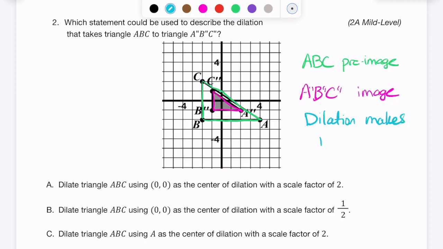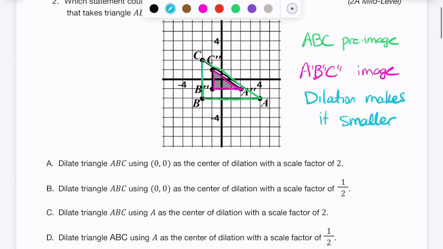So we have to think about what's an example of a scale factor that makes my shape smaller. Scale factors that make it smaller are going to be in between 0 and 1. Numbers like 0.2, 0.3, 1/2, 1/4, 3/4, 2/8, any fraction or decimal in between 0 and 1. Based on that, what's the scale factor? It cannot be a scale factor of 2 because that would make the shape larger, so we can eliminate A and C.